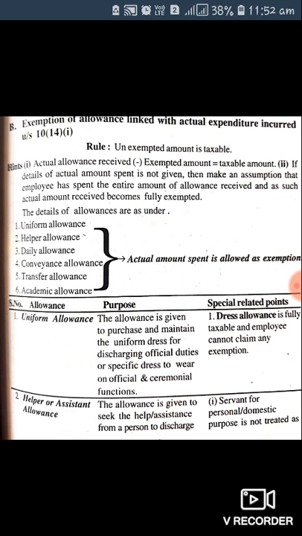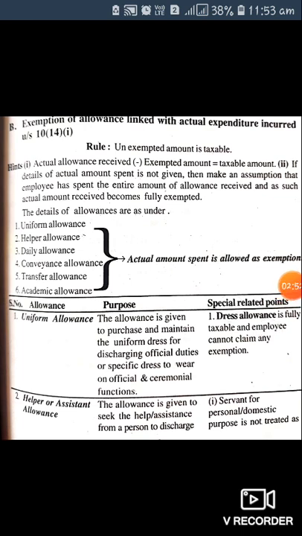That dress code can also be provided by the employer for employees. So that dress allowance is fully taxable and the employee cannot claim any exemption. So it is fully taxable and there is no chance of claiming exemption.